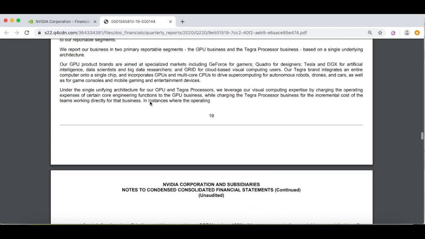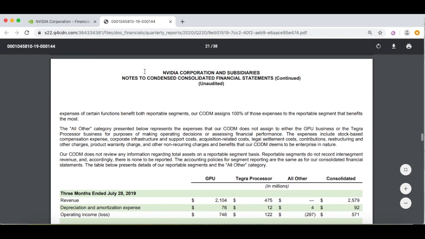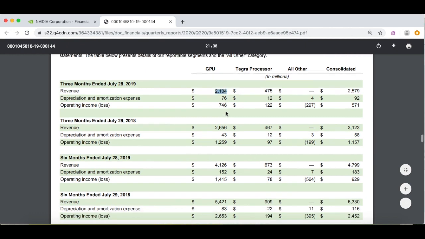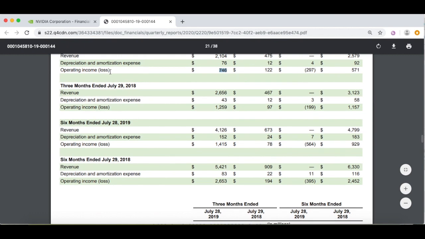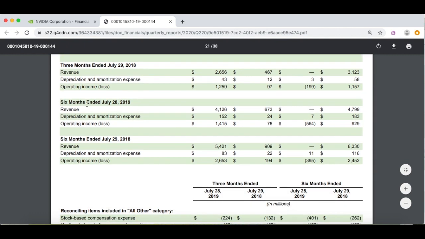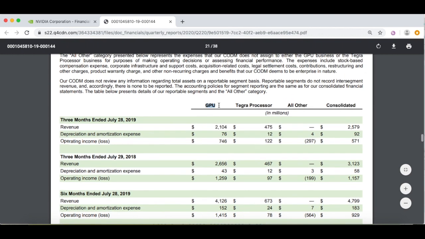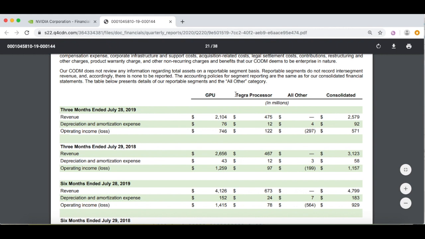This is segment information. I kind of skipped by it there. This is more notes to the consolidated balance sheet. Again, we start off with a revenue number, and we're working through basically an operating income here. And it's giving you a 3-month view. Oh, this is cool. It's telling you here's GPU, which is a part of a computer, here's the Tegra processor, and here's all others. Notice, look at this GPU. The GPU business is huge.